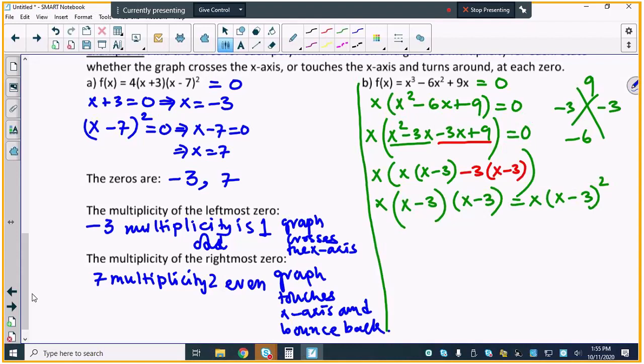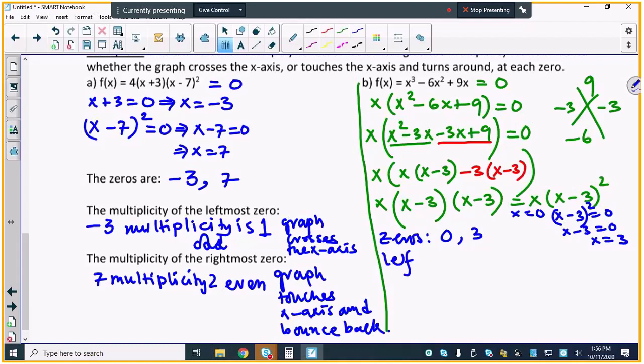So now we're going to answer questions. Zeros for this polynomial are either x is equal to 0, that's the first one, or x minus 3 equal to 0, or you can say x minus 3 squared equal to 0, which is essentially saying x minus 3 equal to 0, and that says x is equal to 3. So zeros are 0, comma 3.